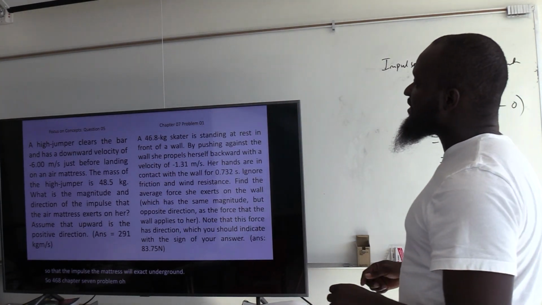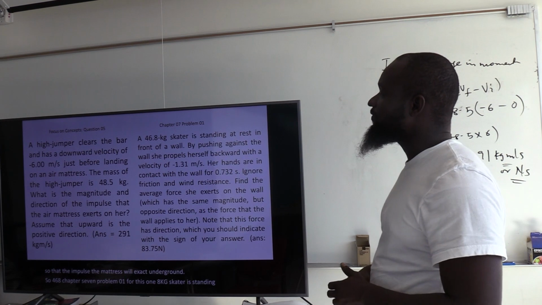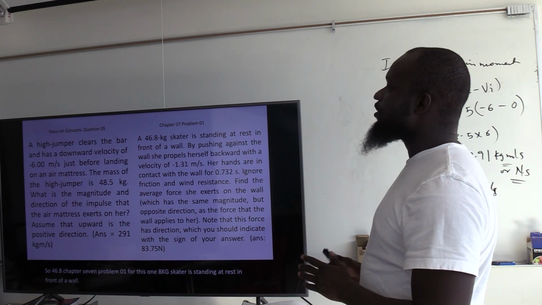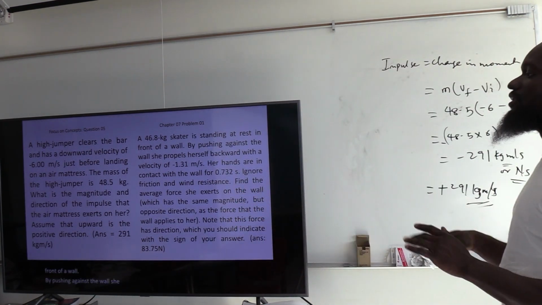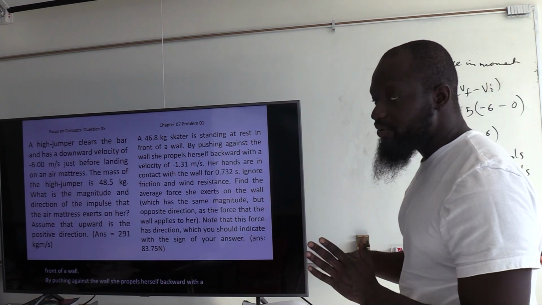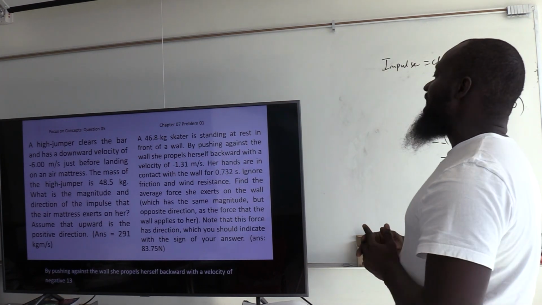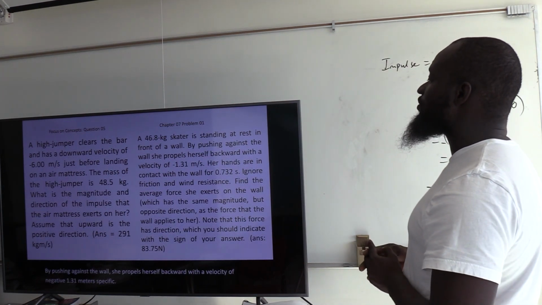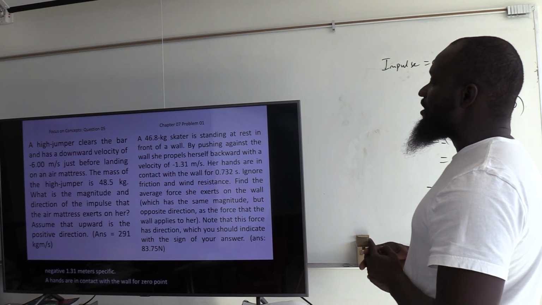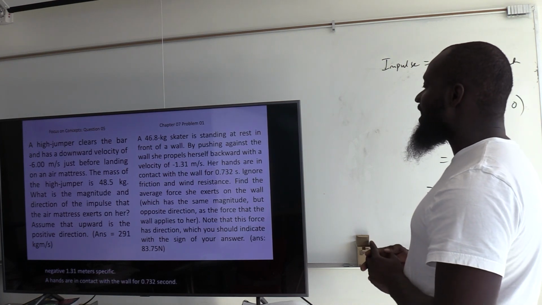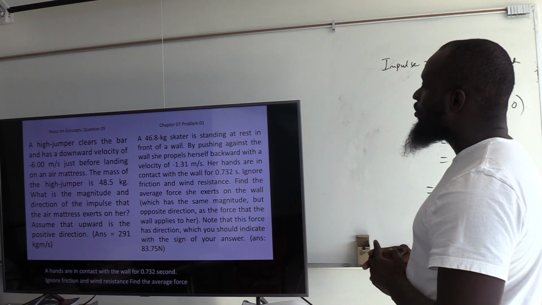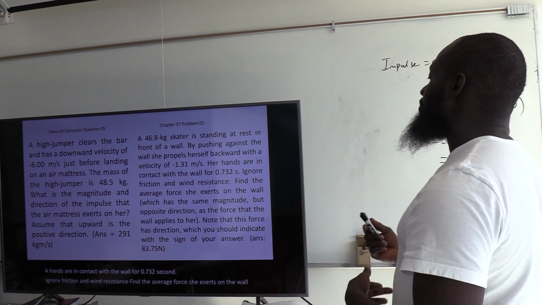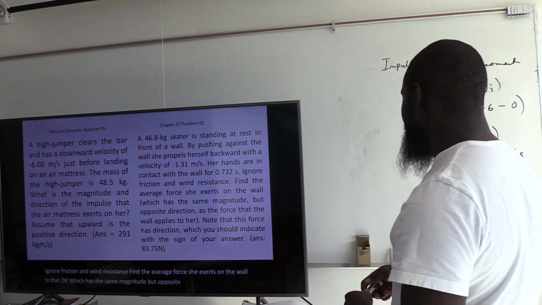Chapter 7, problem 01. A 46.8 kilogram scalar is standing at rest in front of a wall. By pushing against the wall, she propels herself backward with a velocity of -1.31 meters per second. Her hands are in contact with the wall for 0.732 seconds. Ignore friction and wind resistance. Find the average force she exerts on the wall, which has the same magnitude but opposite direction as the force the wall exerts on her.